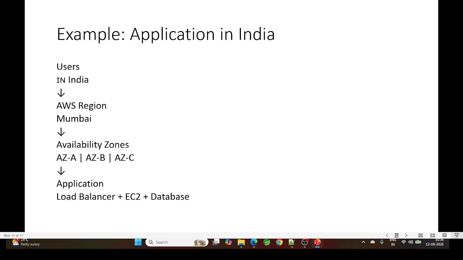Let's take a simple example. Suppose we have a Spring Boot application and most of our customers are in India. We could deploy the application in an AWS region that is geographically appropriate for those users. Within that region, we can distribute our application across multiple availability zones. For example, we could use a load balancer to distribute traffic between EC2 instances running in different availability zones.